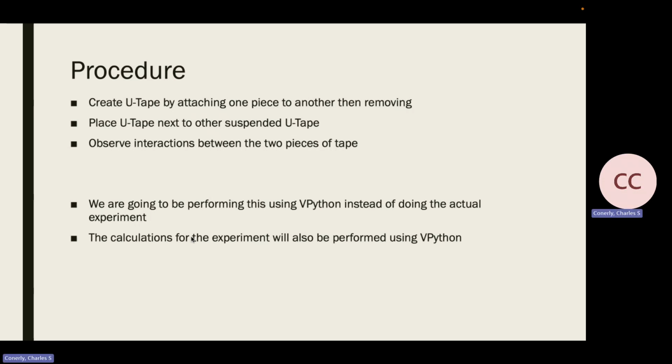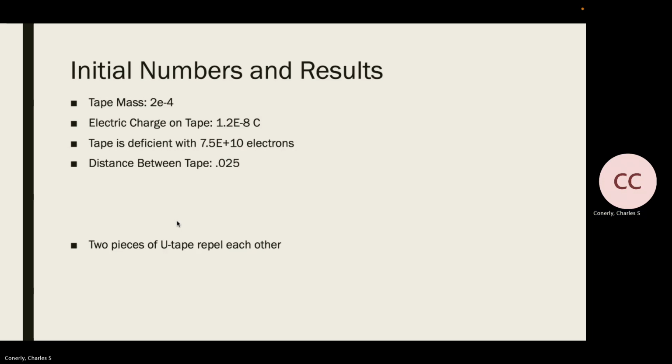For this lab in particular, we are not going to be doing it physically, but instead we're going to be using VPython, and we're going to be doing the calculations for the experiment that we would normally do by hand as well in VPython, with some visuals that we will go over once we get to those. So to start with, we need to have a couple of initial numbers and results that we need to put into our calculations on VPython.